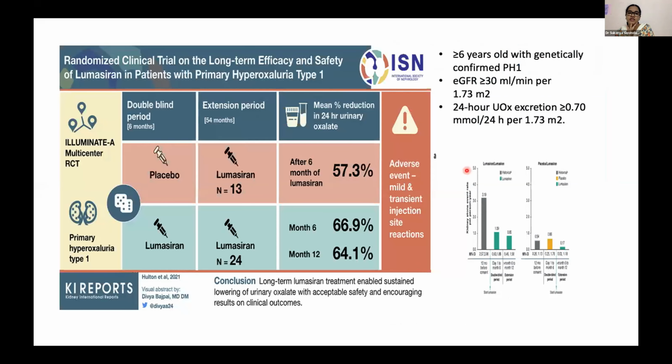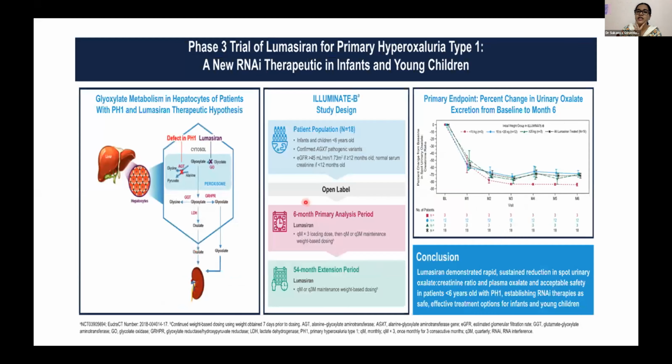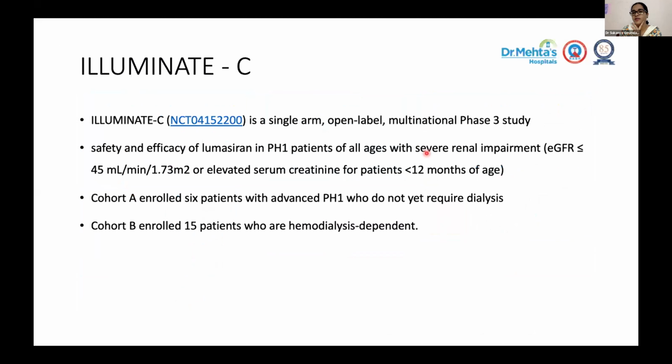And also in the Illuminate A, which looked at patients who are more than 6 years old and have a GFR of more than 30, definitely compared to placebo, lumasiran decreased the 24-hour urinary oxalate. The Illuminate B is an open label trial, which included infants and young children with a preserved GFR, and similar results were seen in this trial. The Illuminate C is a single-arm open-label trial which looks at patients with severe renal impairment of all ages, and patients who are hemodialysis dependent are also being enrolled in this trial.